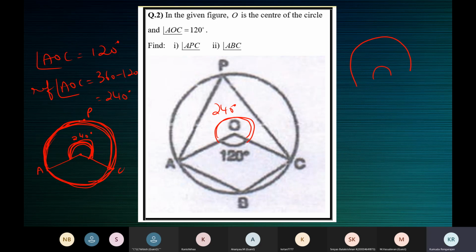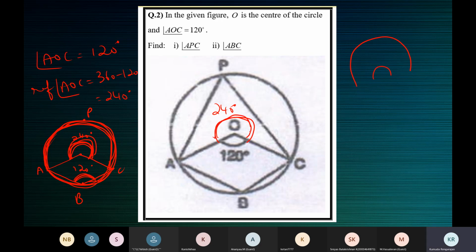So the same arc AC subtends this angle on the circumference. This arc, B is on the remaining part of the circle. It subtends this angle on the remaining part of the circle. So if this is 240, this will be 120. This is another way of finding out.